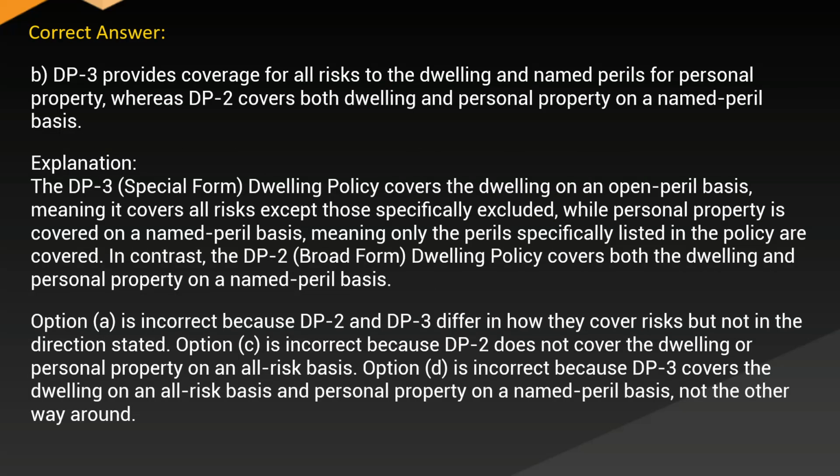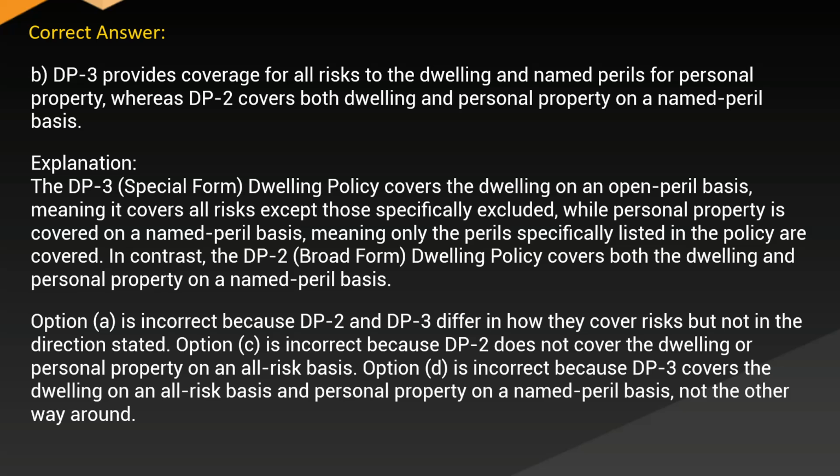Correct answer: B. DP-3 provides coverage for all risks to the dwelling and named perils for personal property, whereas DP-2 covers both dwelling and personal property on a named peril basis. Explanation: the DP-3 special form dwelling policy covers the dwelling on an open peril basis, meaning it covers all risks except those specifically excluded, while personal property is covered on a named peril basis, meaning only the perils specifically listed in the policy are covered.